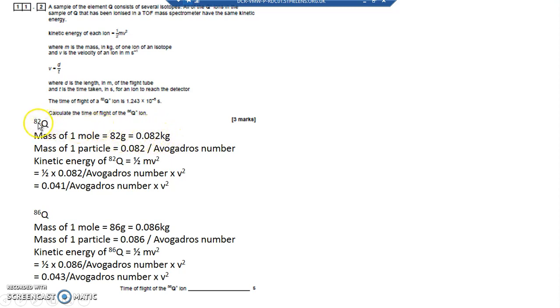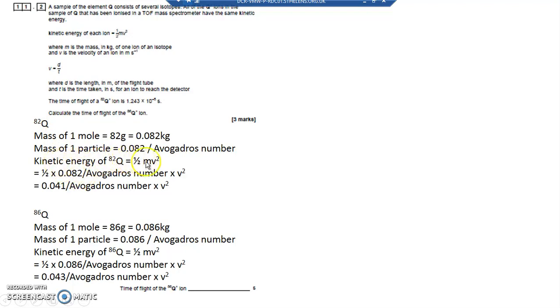The mass of a mole of 82Q is 0.082 kilograms. The mass of one single particle: we've got to divide by the number of particles in there. Dividing by Avogadro's number gives me the mass of one of these particles.